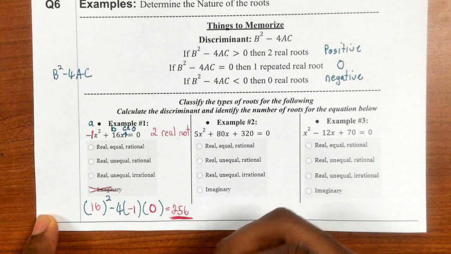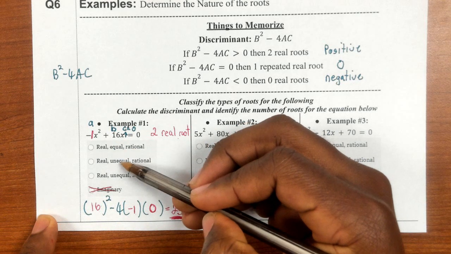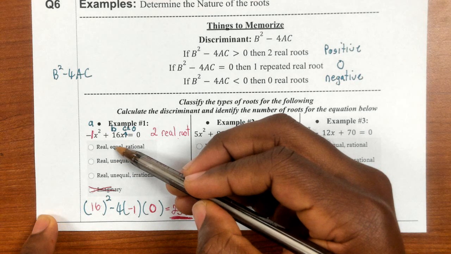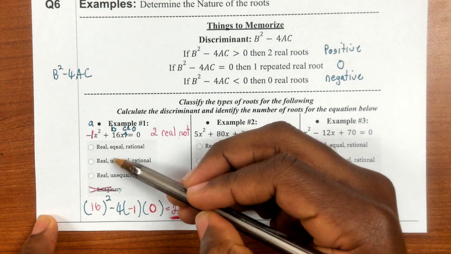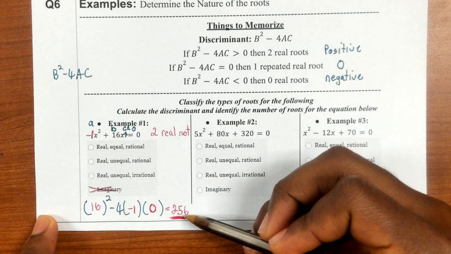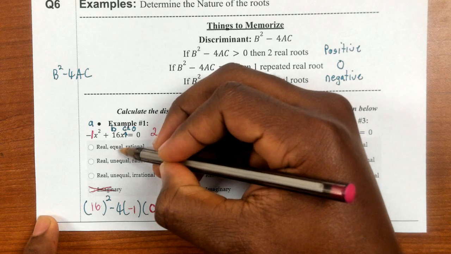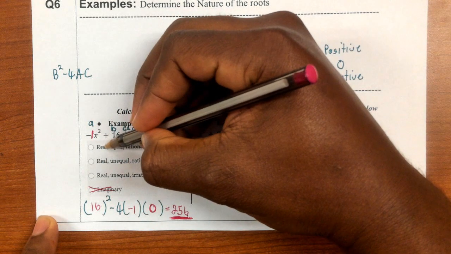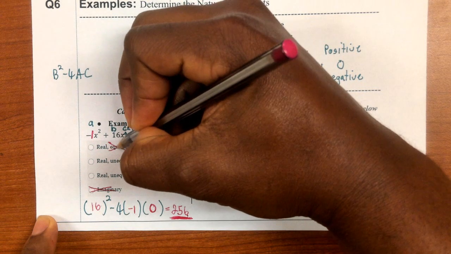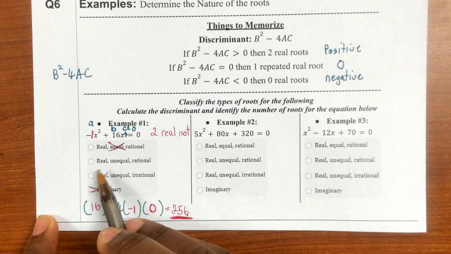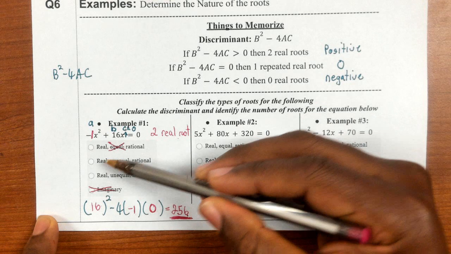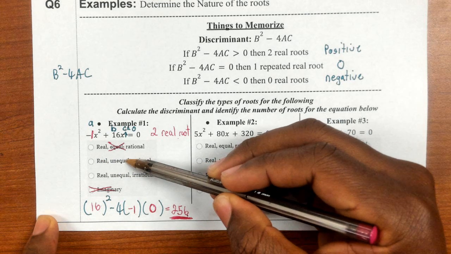Now we're going to see if it's equal or unequal. When it says equal or unequal, it's asking, is the discriminant equal to 0 or unequal to 0? Is our answer equal to 0? No, so it is not equal. Even though it's real, it is not equal, so this one is out. Now it's between these two. It's real and not equal to 0, so it's unequal.